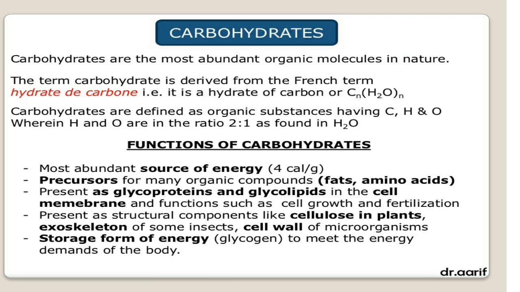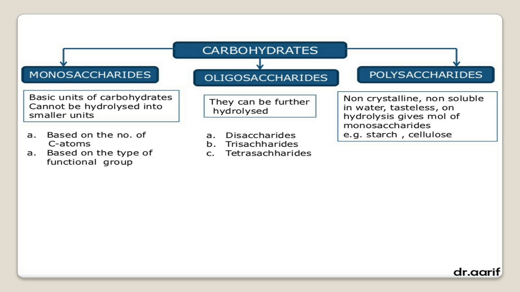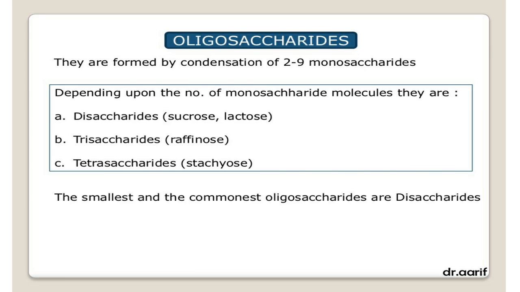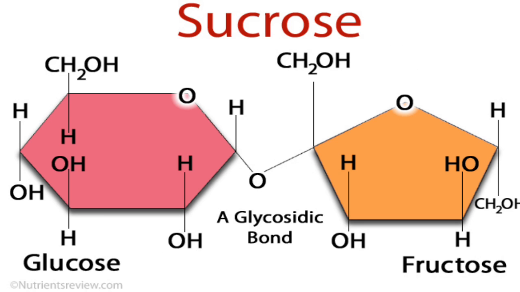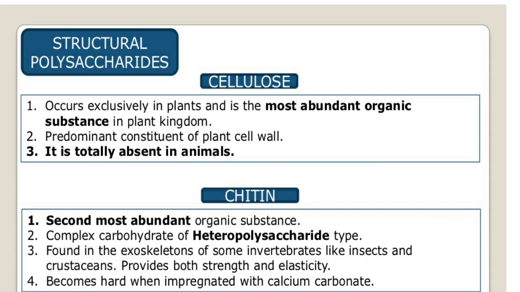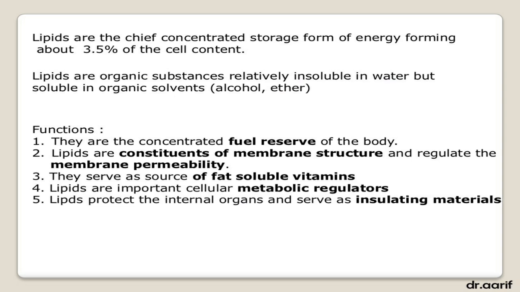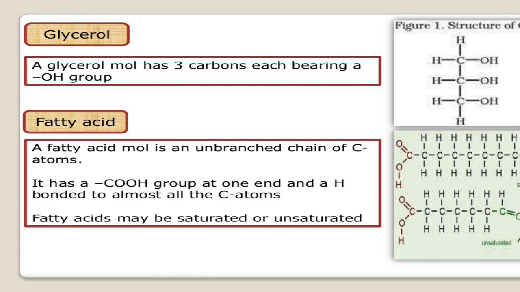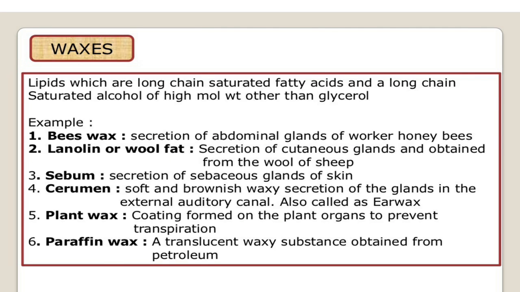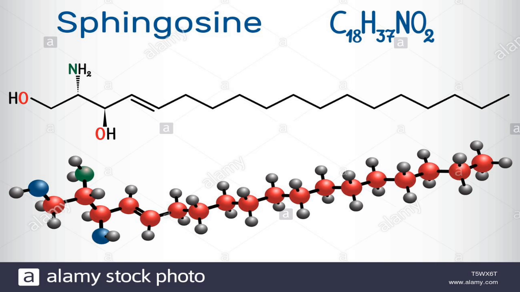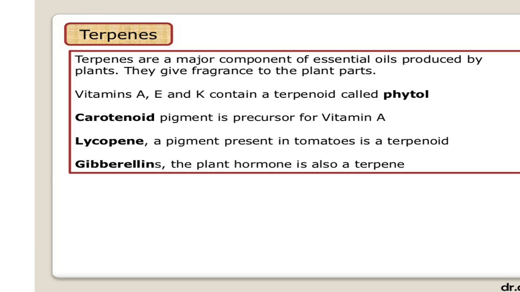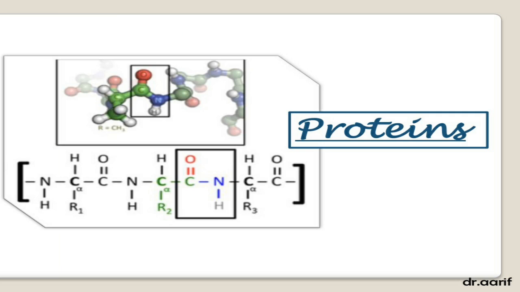In the last class we discussed carbohydrates, types of carbohydrates, then lipids. There are different types of lipids: simple lipids, complex lipids, derived lipids. Now, the third important biomolecule is protein.